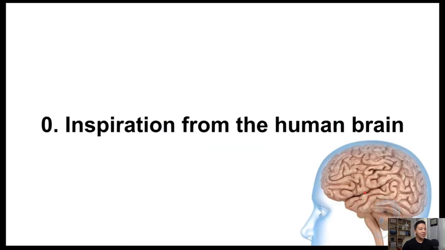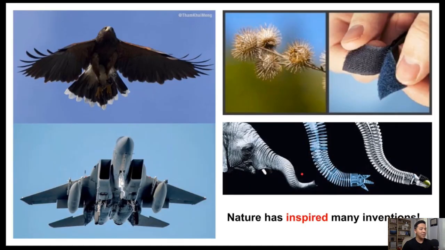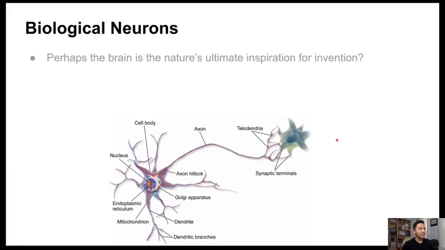Okay, so let's talk about some inspiration for the neural network, and that is from the human brain. Nature has inspired many inventions. Think about the shape of the hawk, which inspired the development of fighter planes. The burr of a flower gave inspiration to Velcro tapes, and robotic arms take a lot of inspiration from an elephant trunk. But perhaps the brain is nature's ultimate inspiration for invention.